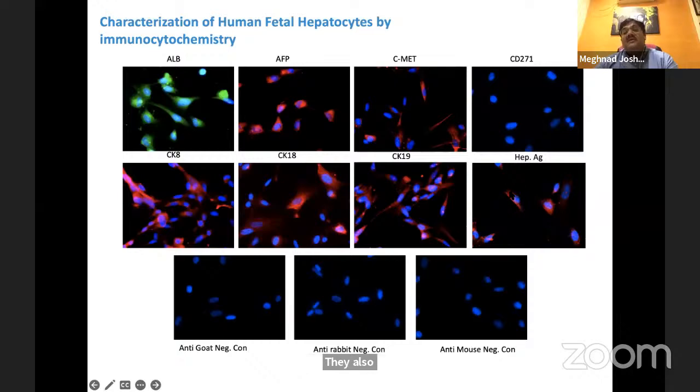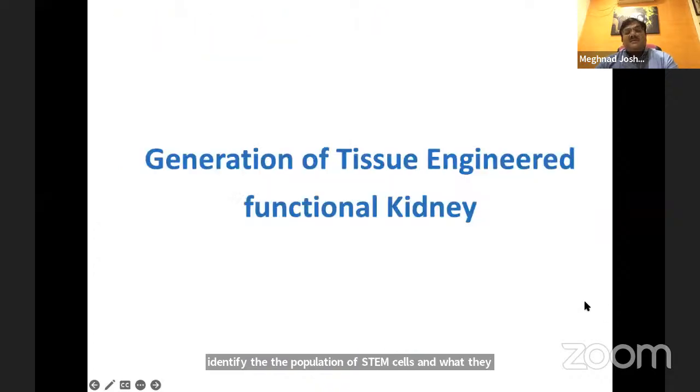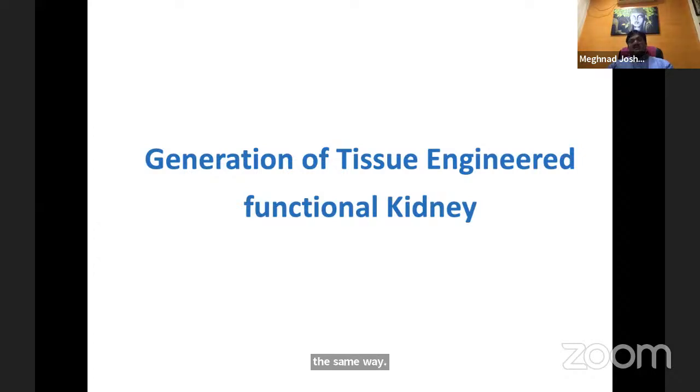So this is how you characterize stem cells and identify the population of stem cells and what they are expressing in the cell culture. Let's start a little bit with the application part, because regenerative medicine is studied so that you could replace a diseased organ. In the same way, we are also working a lot with different tissue engineered and 3D printing products, and these are aimed to develop artificial organs that can be useful for humans.